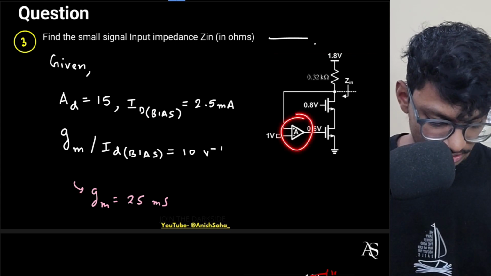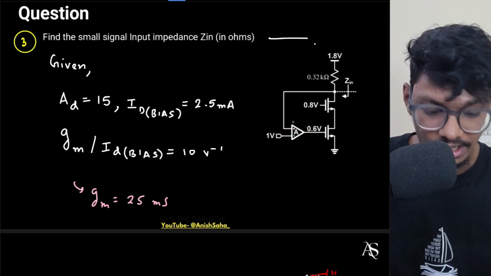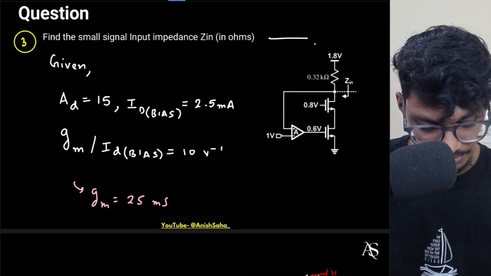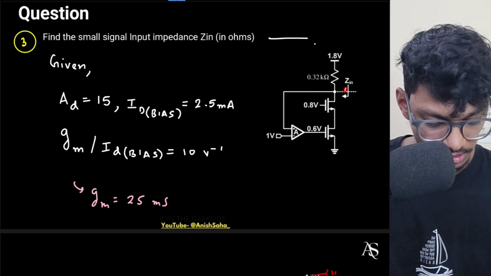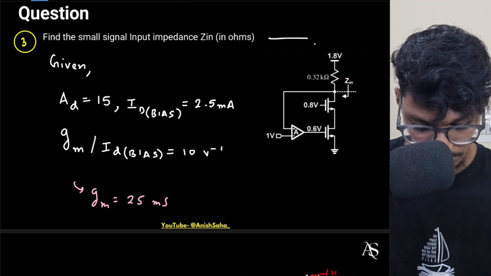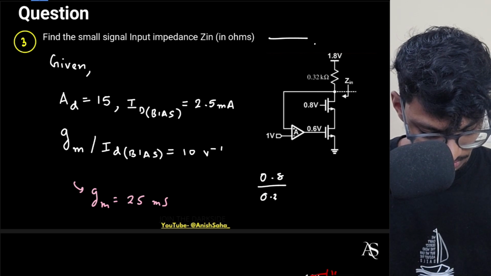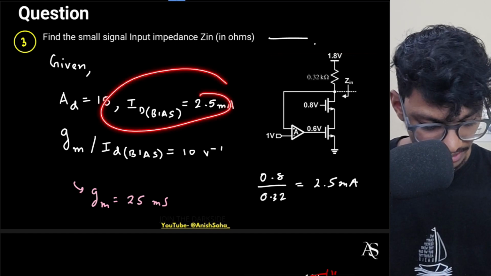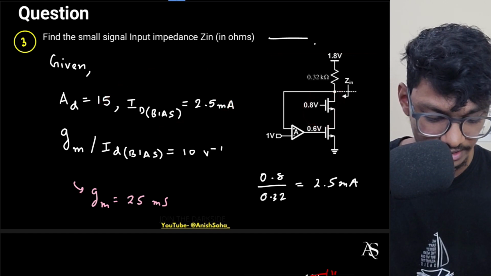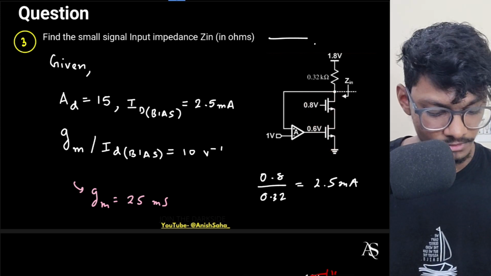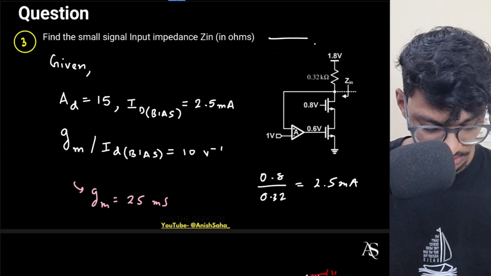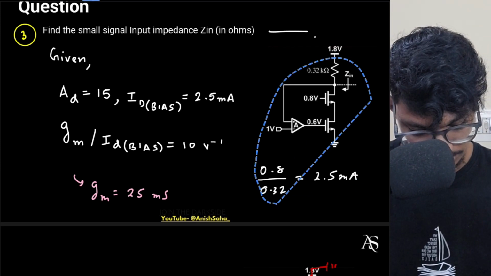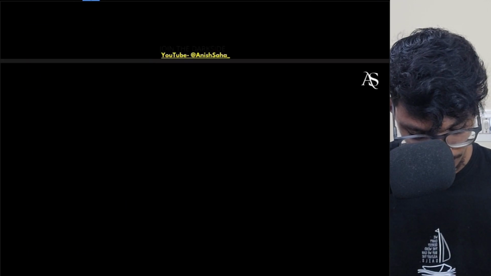Obviously we have assumed that the op-amp is ideal in the sense that no current goes into the op-amp. Incoming current is 0. So that means if this is 1 volt, this has to be also 1 volt. So here I have 1 volt. So what current is flowing through here? Current that will flow through here is 0.8 divided by 0.32. So this will be 2.5 milliamperes, which is exactly equal to the ID bias, right? This same 2.5 milliamperes is flowing through this MOSFET and this MOSFET as well, as they're in series. Now you have identified the current, and you can identify the voltages as well. So I'll take the next page.